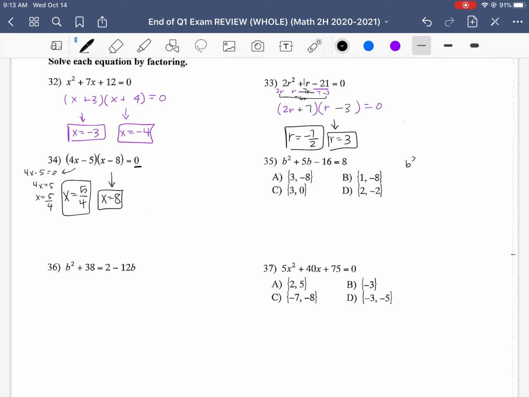35, again, this one's just not equal to 0 yet, so we would do b squared plus 5b, and we have minus 16 equals 8. You just need to move that 8 over to start with. So we would have b squared plus 5b minus 24 equals 0. As we factor that, we get a positive 8 and a negative 3. Notice that would give us the 5b in the middle and a negative 24 at the end. So b is equal to negative 8 and positive 3. Again, you can also solve these by graphing. So remember, you could graph this and see where it crosses the x-axis.